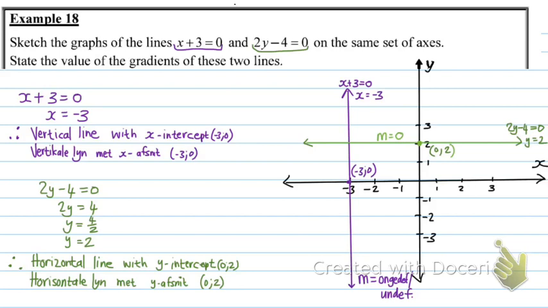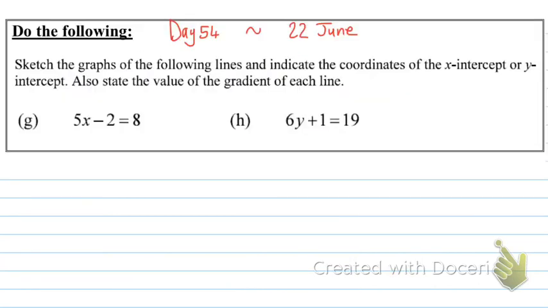Let's look at the gradients. The gradient of the vertical purple line will be undefined, and the gradient of the green line will be 0 because it's horizontal. Alright, so what you're going to do now is you're going to do day 54's questions. They say sketch the graph of the following lines and indicate the coordinate of the x-intercept or y-intercept. Also state the value of the gradient of each line. Okay, so just like example 18. You can press pause now and come back when you are done so we can mark it together.